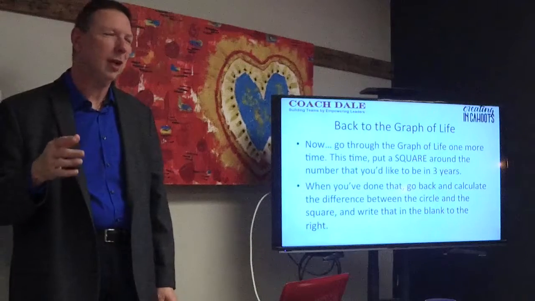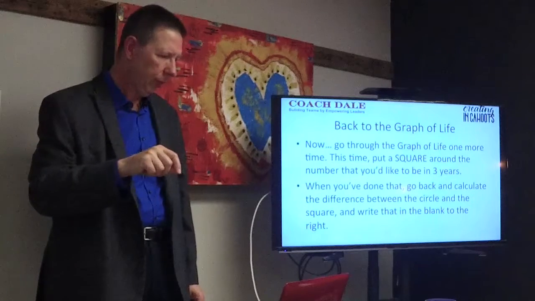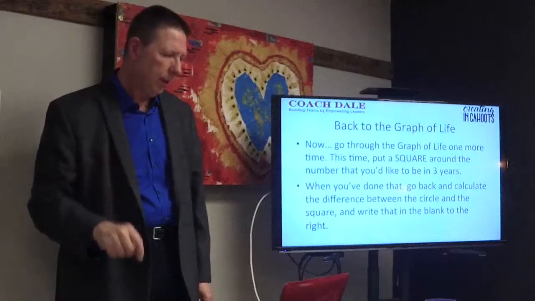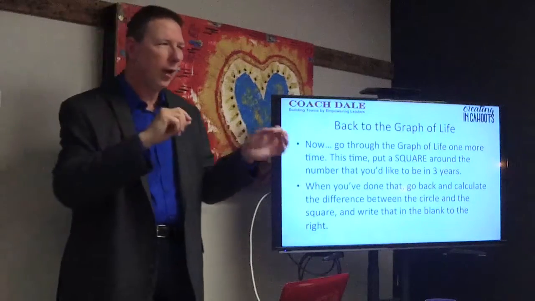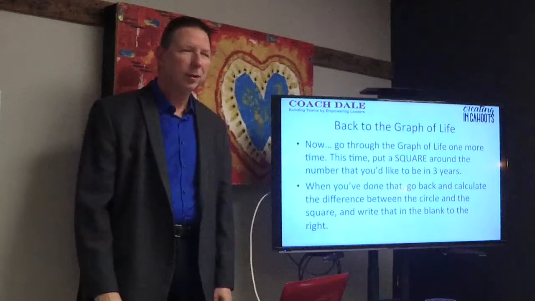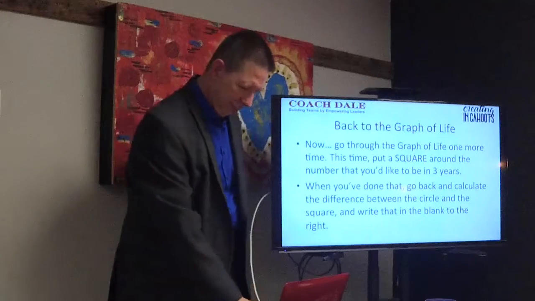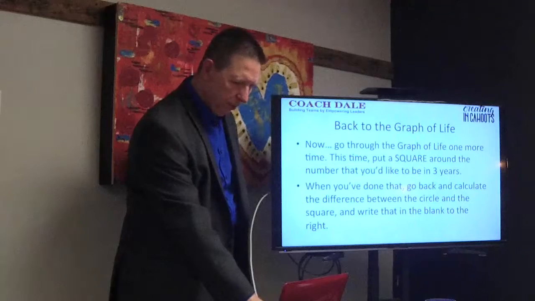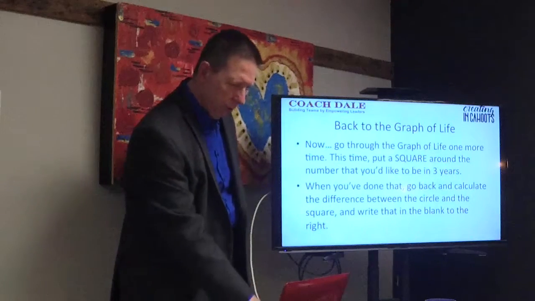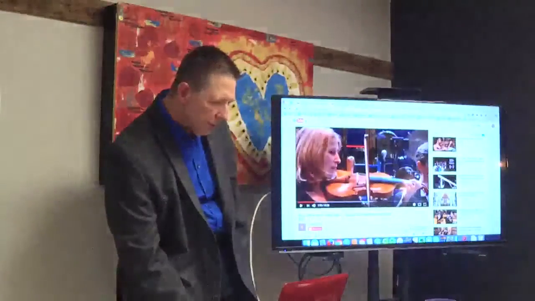So, go back to the graph of life, and this time, just go through the squares real quickly. This time, put a square around the number where you would like to be in 3 years on each of those categories. And then once you've got that done, write the difference between the square and the circle. And just get a number there. I'll give you a minute and I'll play some more of the Brandenburg Concerto now that you know a little bit more about what that is.